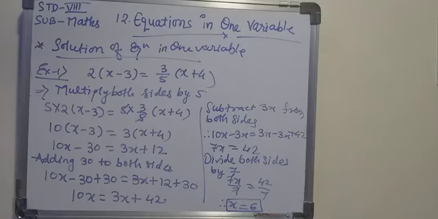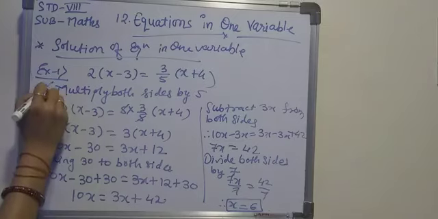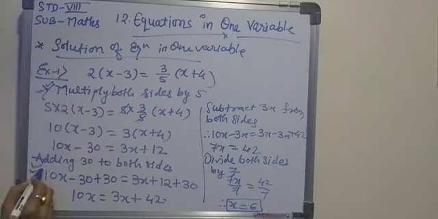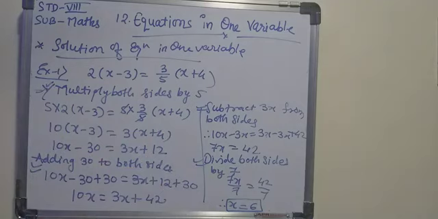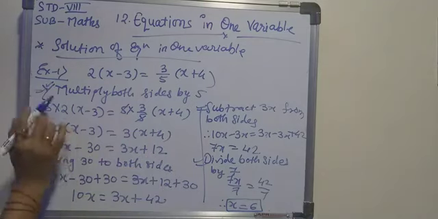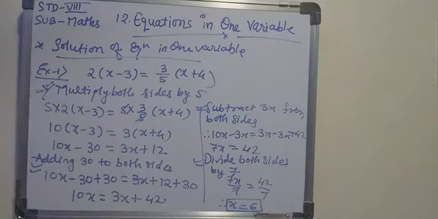Now see, in this equation we have applied all 4 operations. First we applied multiplication, then addition, then subtraction, and then division. This is how you apply the mathematical operation on both sides of the equation while solving the sum. Clear? This is called the solution of the equation in one variable. Now let's see more examples.